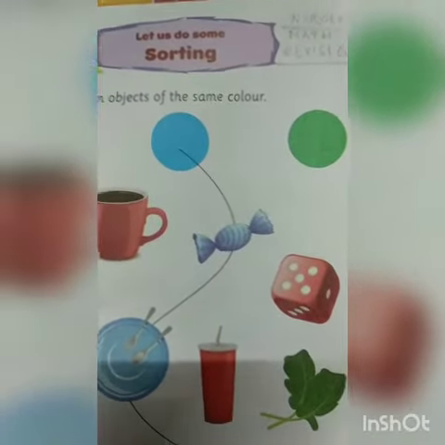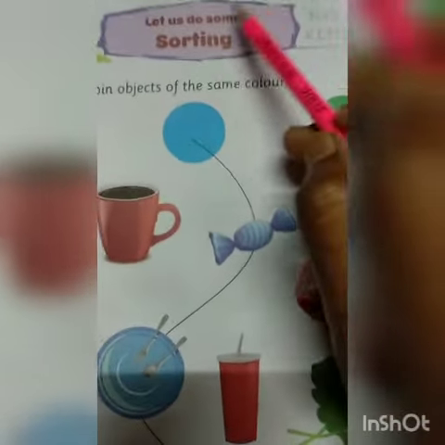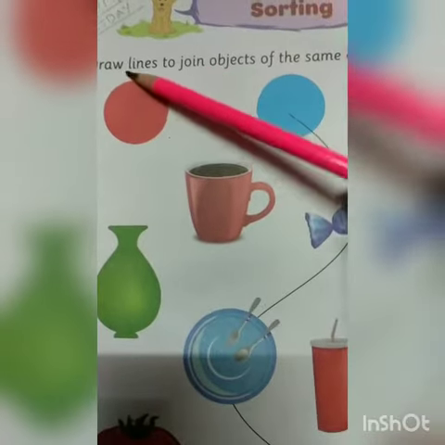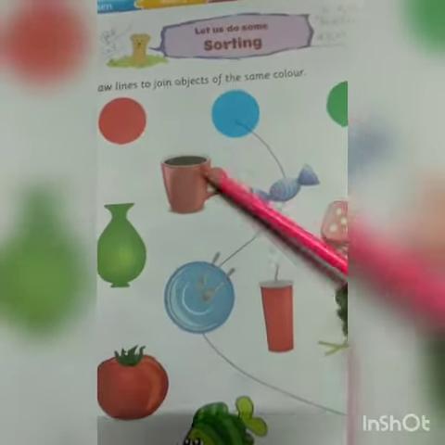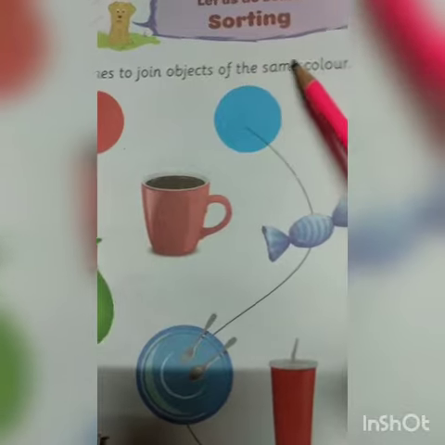Okay, so what is written here? Let us do some sorting. Draw lines to join objects. Here are some objects. You can see objects are there of the same color.